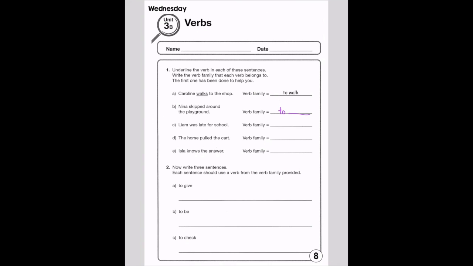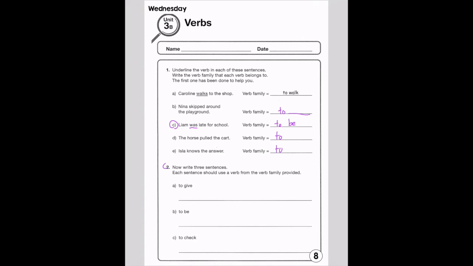All right, now this third one here is a little tricky. The verb that's in here is the being verb was. That's in the to be family. Okay, and the next ones should be a little simpler to spot.